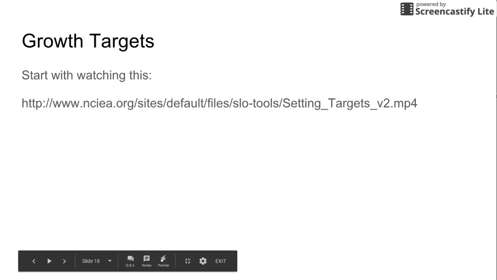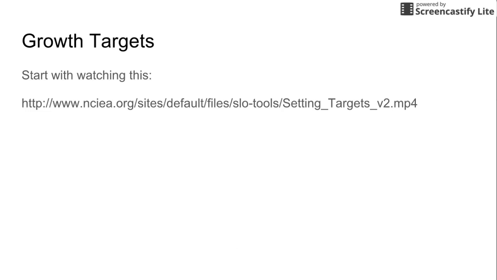Hi, this is Adam. We're going to go through growth targets in this screencast, which are probably the most complex part of writing an SLO, maybe with the exception of establishing your baseline data.